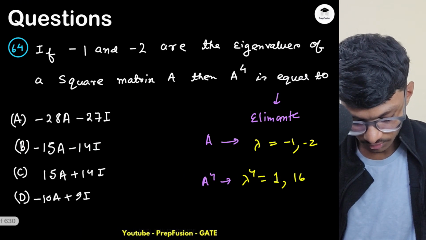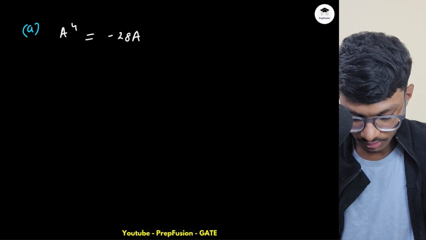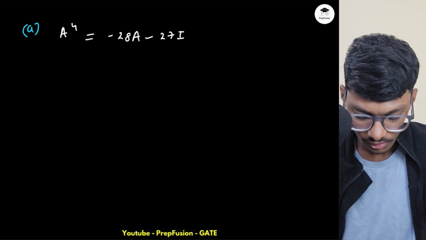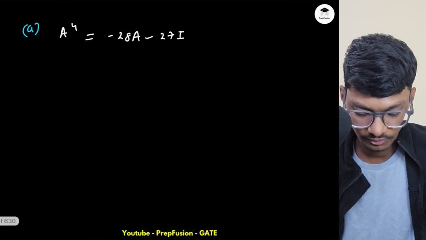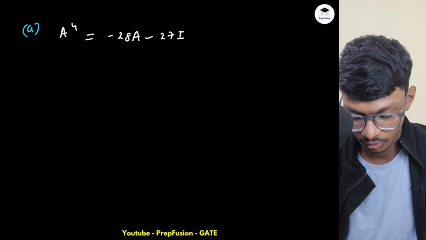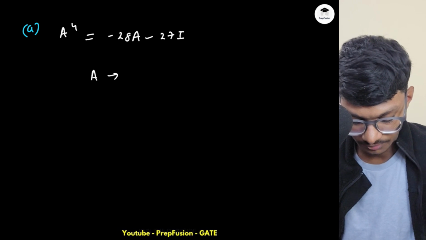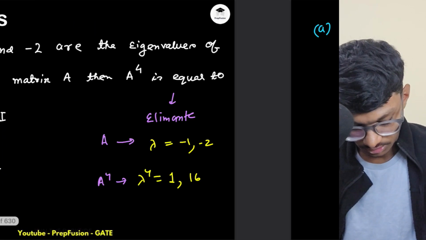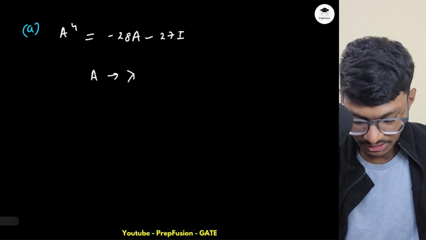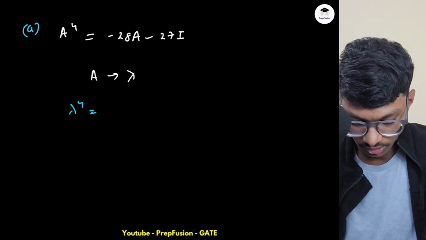A raised to power 4 equals to -28A minus 27I. So okay, I made one mistake. So what I can do is, I can simply put my lambda over here. I can replace A with lambda, right? So if I replace A with lambda, what I will get? Lambda raised to power 4 equals to -28 lambda minus 27I.